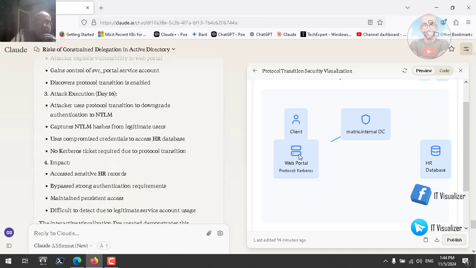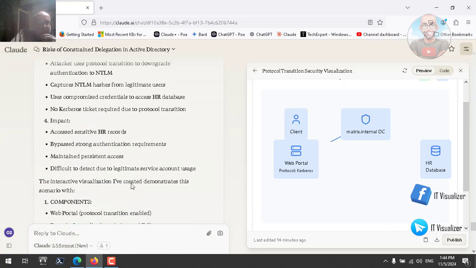So first you authenticate to the web server using Kerberos, and then authenticate to the HR database or the database server using NTLM. So this maybe is a protocol transition. No Kerberos ticket is required for protocol transition. Impact: access to sensitive HR records, bypass of strong authentication requirements, and persistent access that is difficult to detect due to legitimate service account usage.